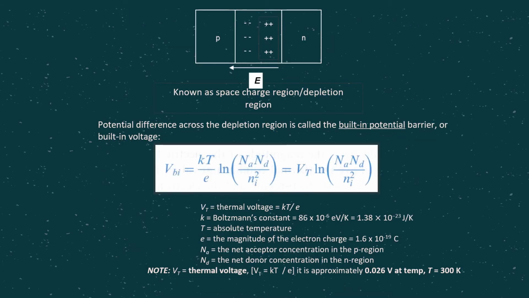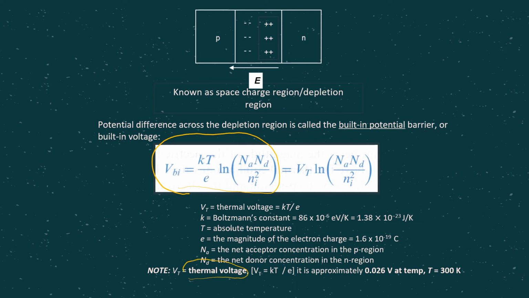The VBI that I mentioned just now actually can be calculated using this formula, where VBI equals KT over E ln NA/ND over Ni squared. All the coefficients and parameters are given here. What I want to highlight here is KT over E, which we call the thermal voltage.